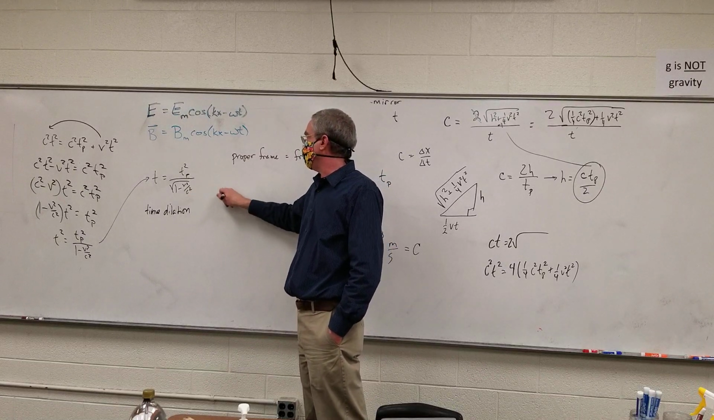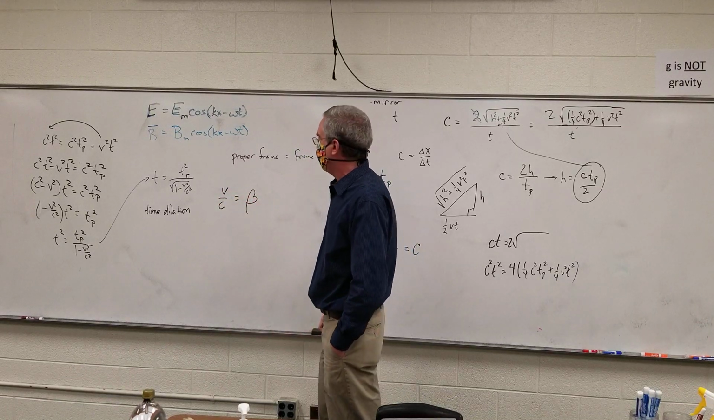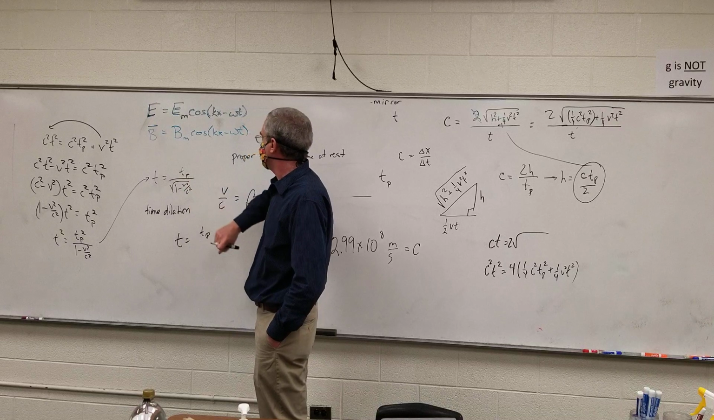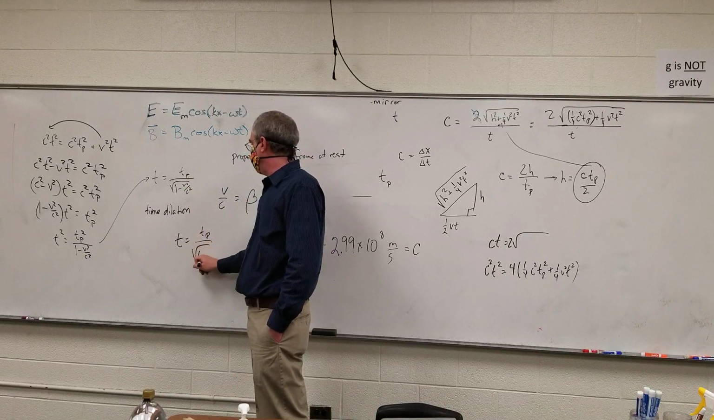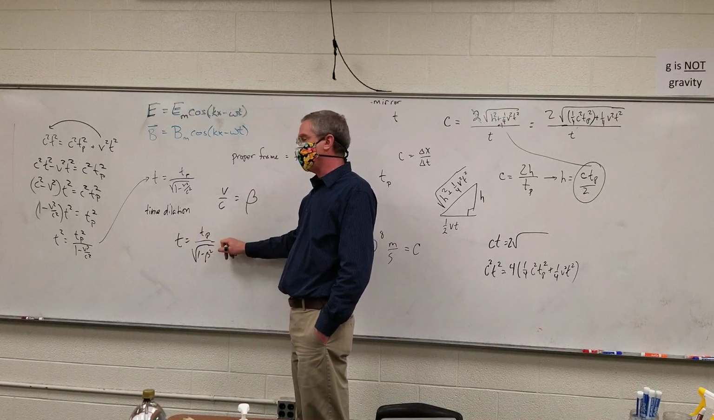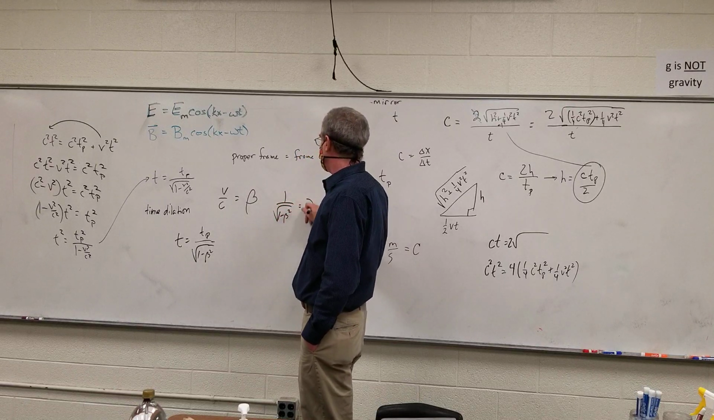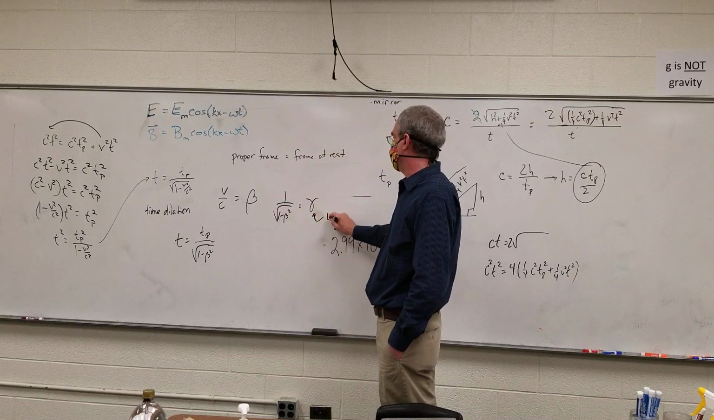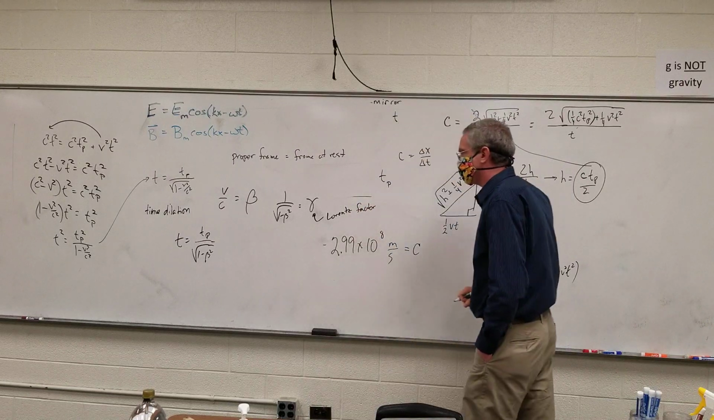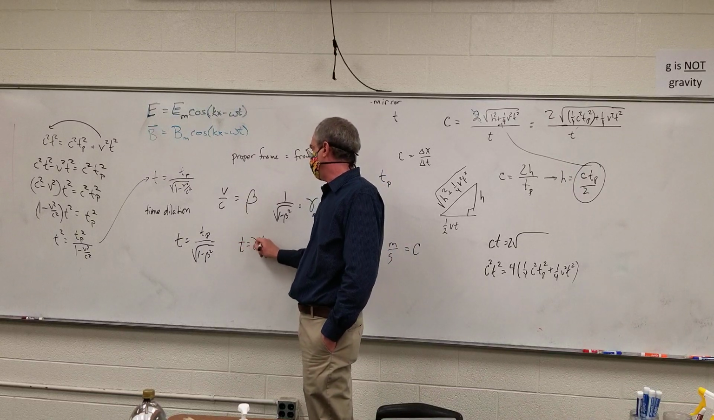This v over c shows up enough in relativity that it's given its own symbol, beta. So my equation now becomes t is equal to tp over the square root of 1 minus beta squared. And this 1 over the square root of 1 minus beta squared shows up so much that it is given its own symbol, gamma. This is known as the Lorentz factor. And so our equation reduces down to t is equal to gamma tp.